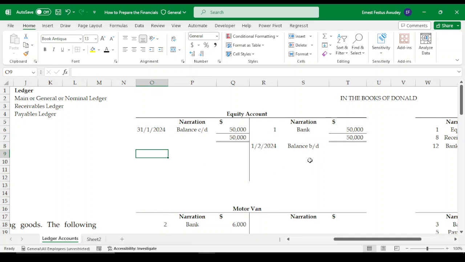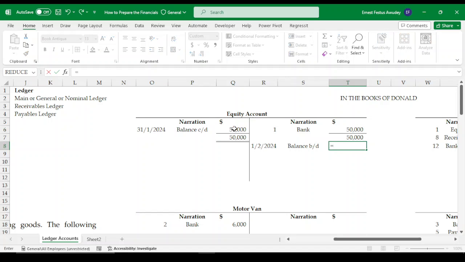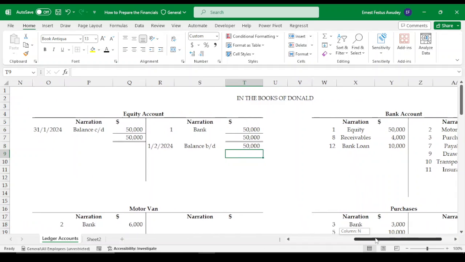But in this particular case, dates have not been given to us, and the month is also not known. Therefore, we will not enter anything. But that is how it is done. So this balance brought down will be equal to the balance carried down amount. Now, the reason why we have balance carried down or balance brought down, I'm going to tell you in a jiffy.